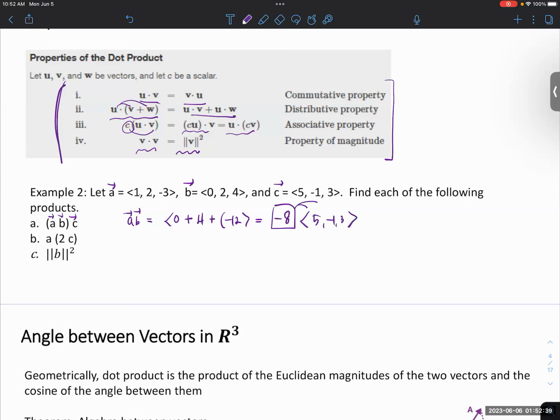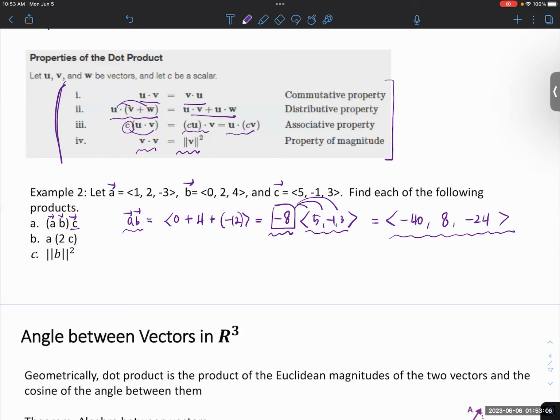This time, we're going to use a distributive property. So -40, and then +8, it's going to be -24. So when you multiply those two vectors, we got the one number -8, but you are multiplying this one again with the vector. So the answer is going to be a vector with the 3 components, correct? So that's the answer. How about letter B?